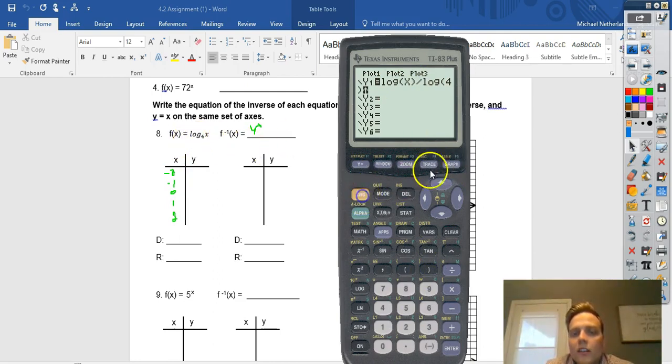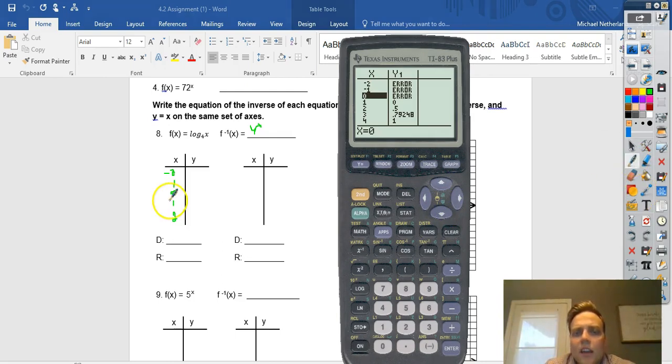So I'm just going to go to the table, and I get that at -2 through 0, the outputs were errors. Interesting. So I'm just going to put an E to represent error. And then 1 is at 0, and 2 is at 0.5.